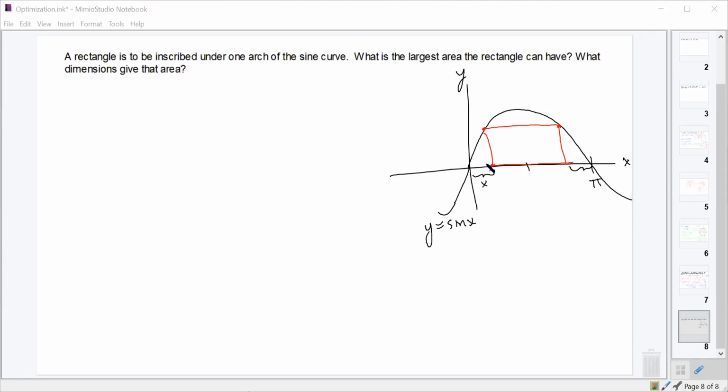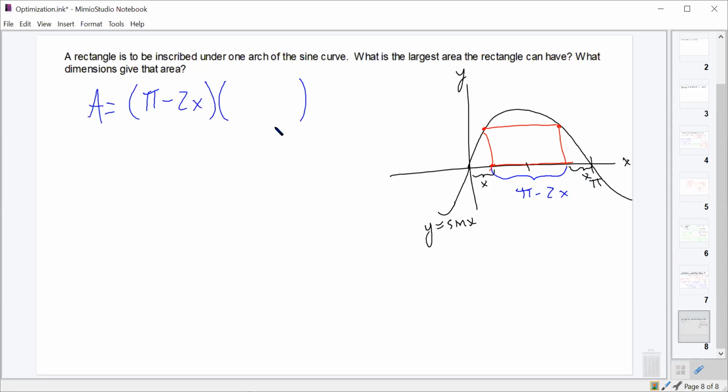Yeah. And if this is symmetric, what's this distance between pi and the end of my rectangle? Also x. Should also be x. And so what is the length of this rectangle? Pi minus 2x. All right, so our area ought to be pi minus 2x, and what should our height be?